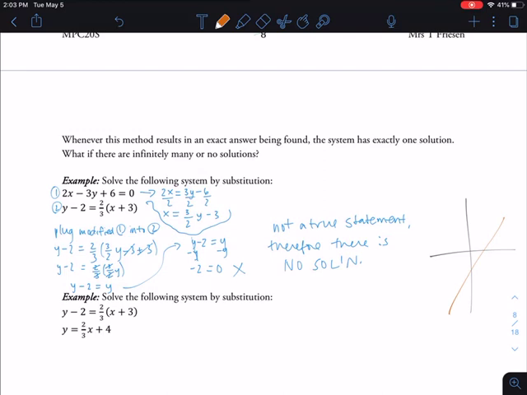And, well, essentially this, right? So we had 2 lines that were never going to cross each other, okay? And so then there is no point that's going to make both of them true at the same time because there's no point where they overlap. Does that make sense? I hope so.